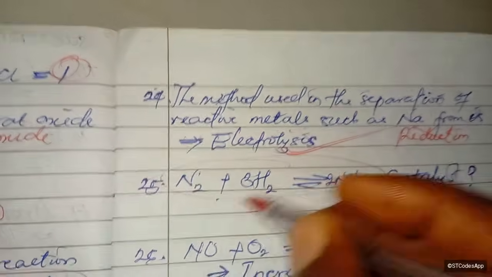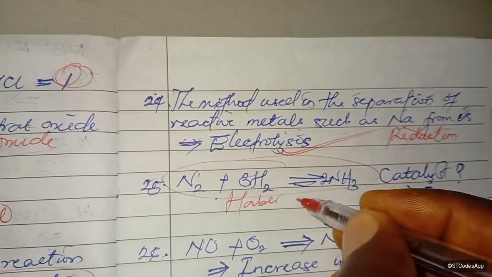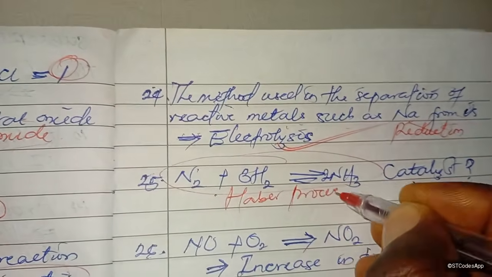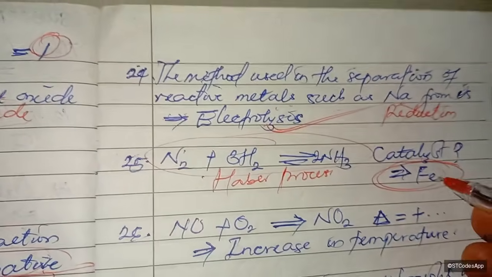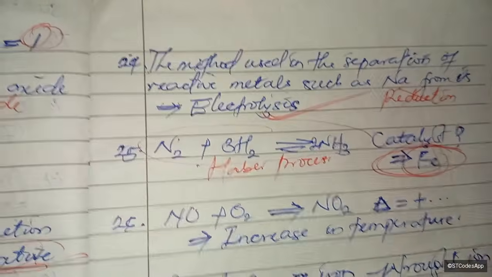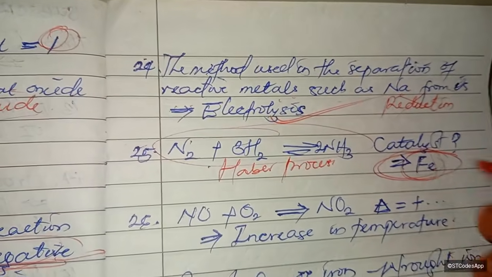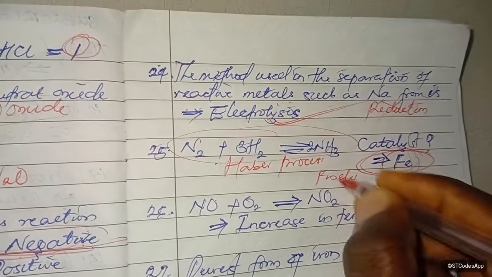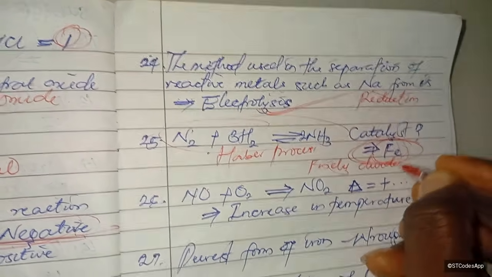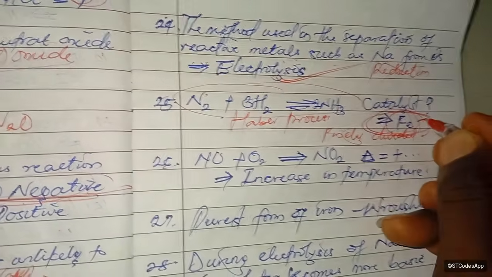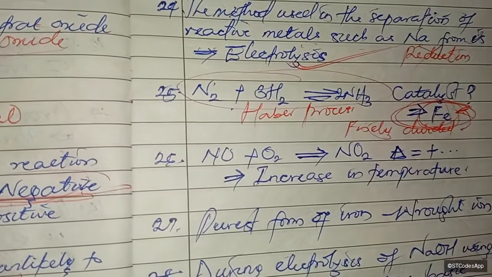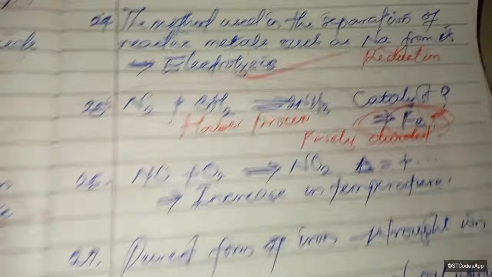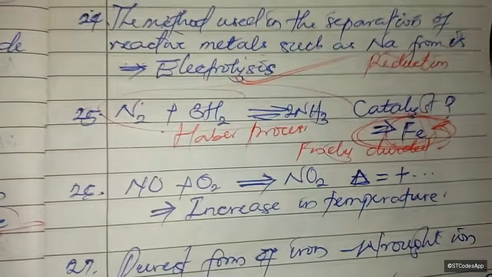Then this one, Haber process. Don't forget. In the Haber process, the catalyst used is Fe. The catalyst is a finely divided iron catalyst. And the function is to lower the activation energy.